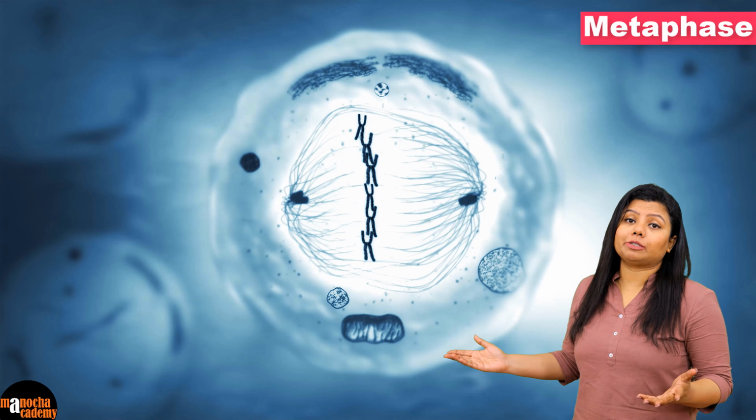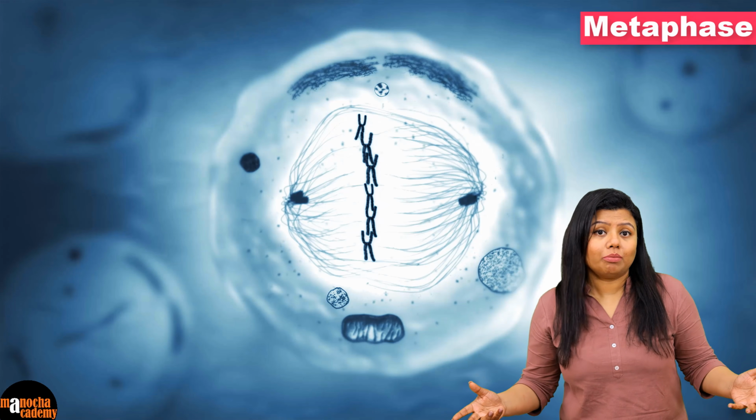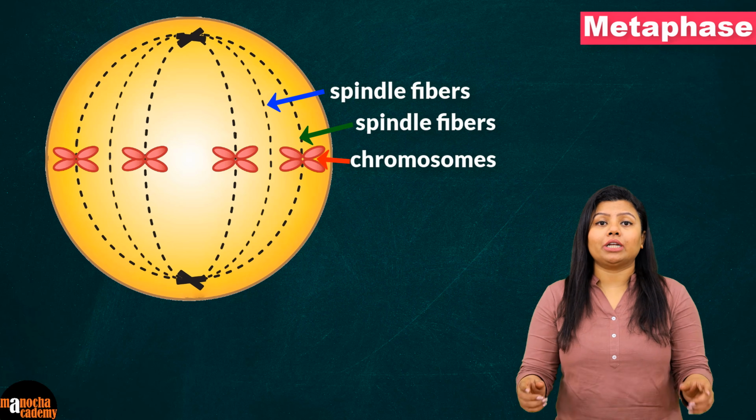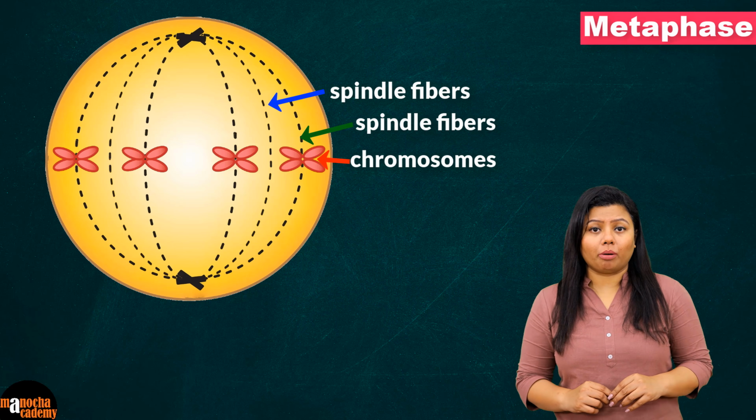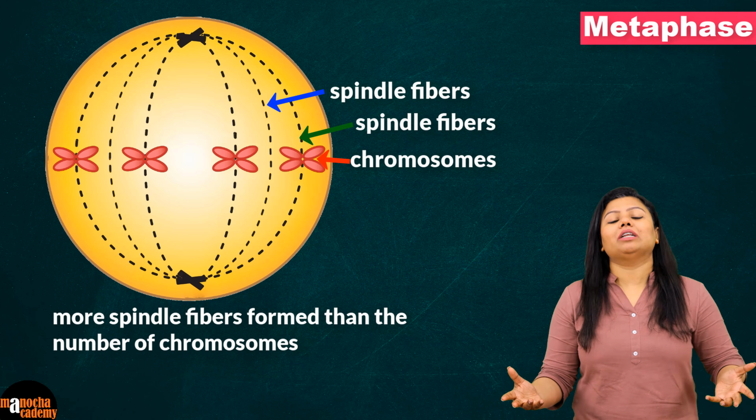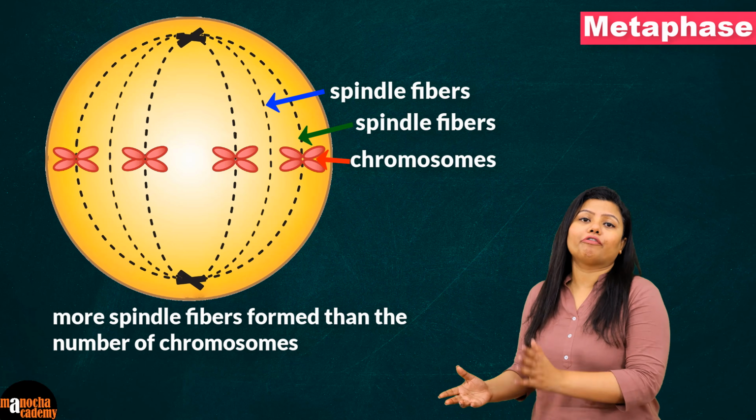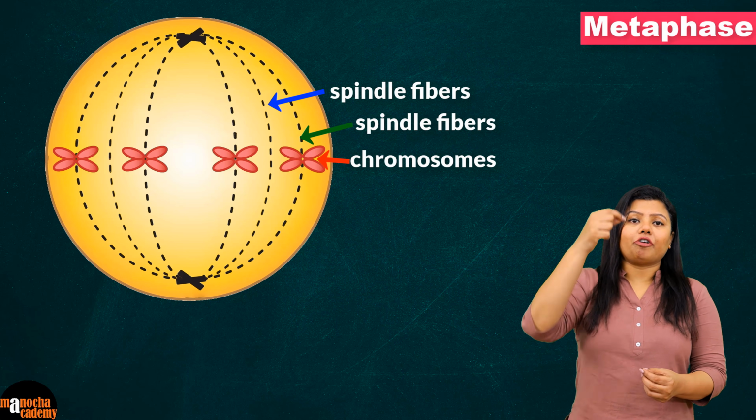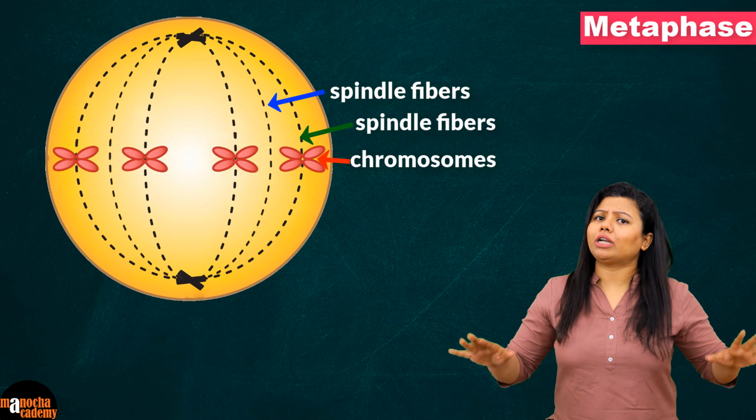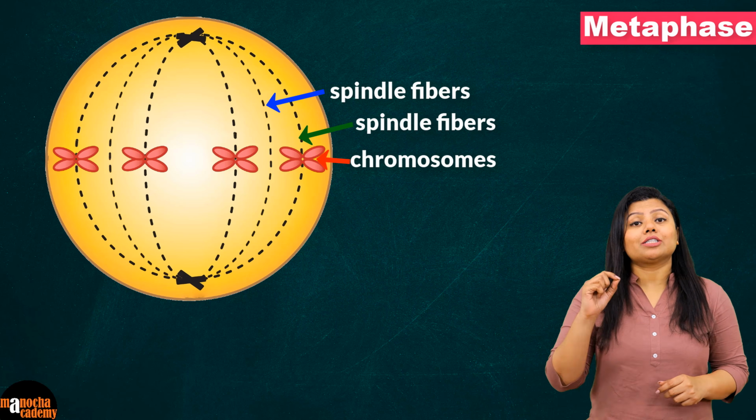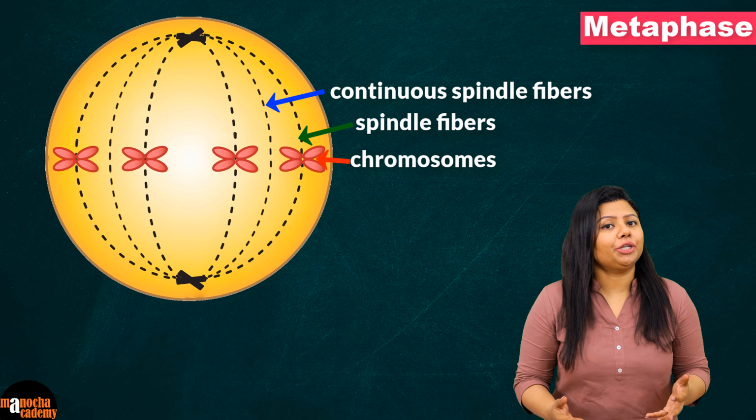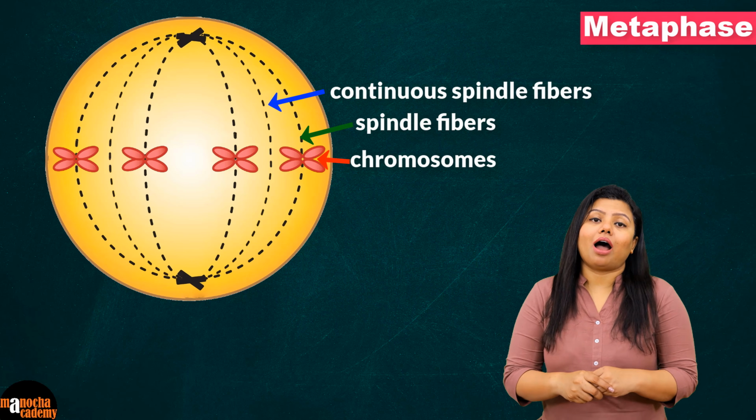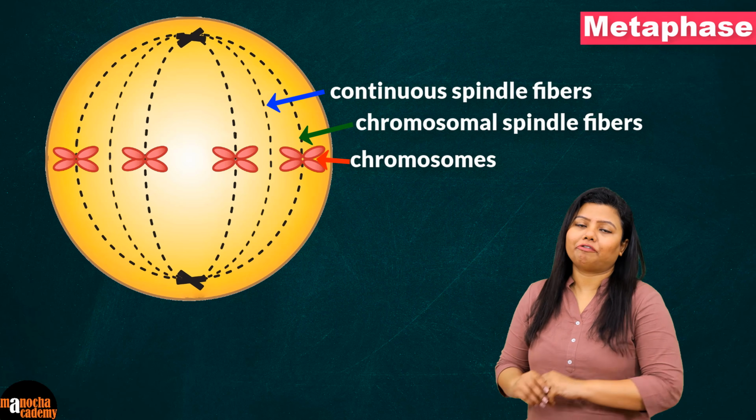Now there are obviously spindle fibers which did not get hold of any chromosome. So if you have, let's say, 4 chromosomes in your cell, it is not essential that exactly 4 spindle fibers will be formed. There will obviously be more spindle fibers formed than the number of chromosomes. So there will be some spindle fibers which span from one pole to the other and do not have any chromosome attached to them. Such spindle fibers are known as continuous spindle fibers, whereas the ones which have chromosomes attached to them are known as chromosomal spindle fibers.